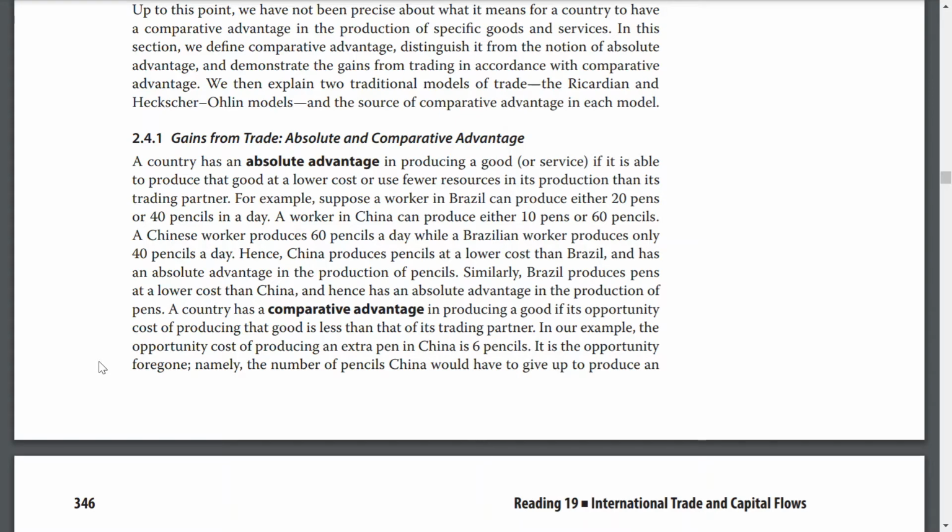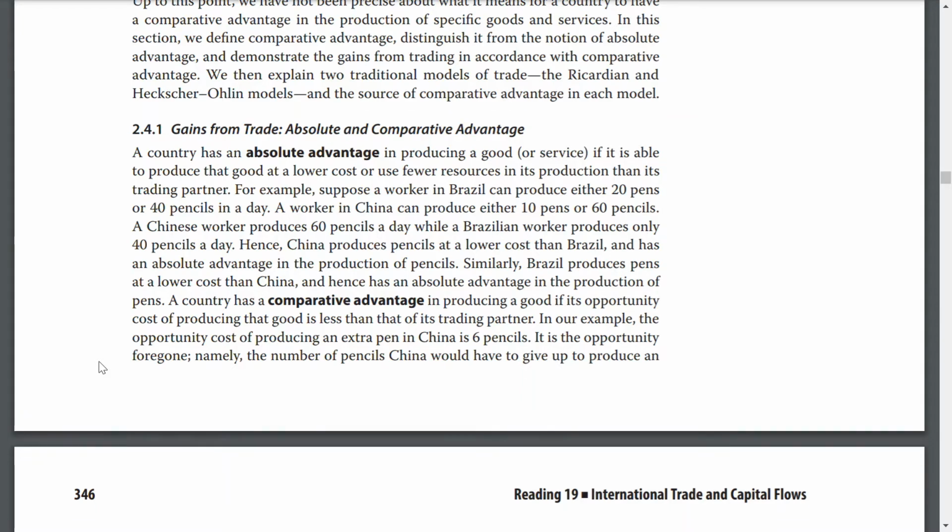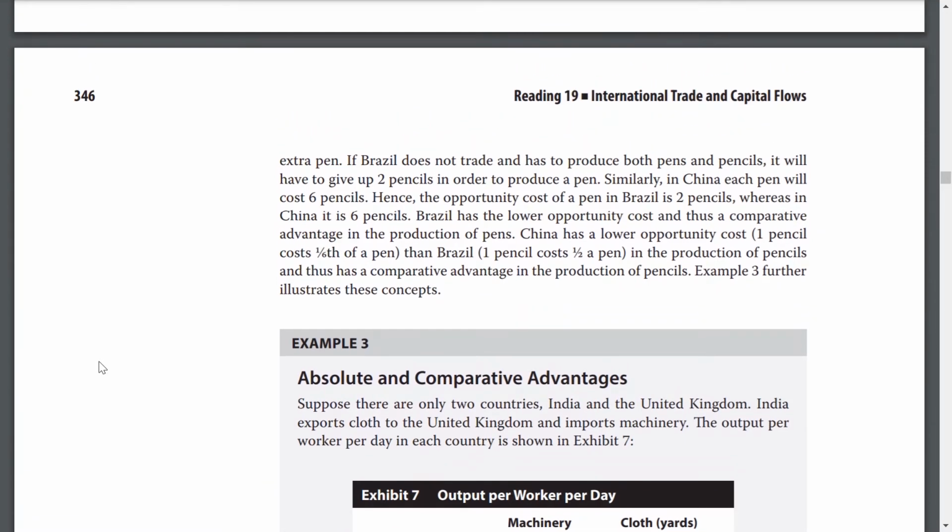A country has a comparative advantage in the production of a good if the opportunity cost for producing the good is less than its trading partner's. In our example, the opportunity cost for producing an extra pen in China is 6 pencils. It is the opportunity cost foregone, namely, the number of pencils China would have to give up to produce an extra pen. If Brazil does not trade and has to produce both pens and pencils, it will have to give up 2 pencils in order to gain a pen. Similarly, each pen will cost 6 pencils.